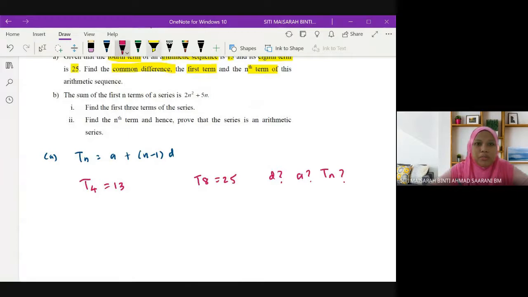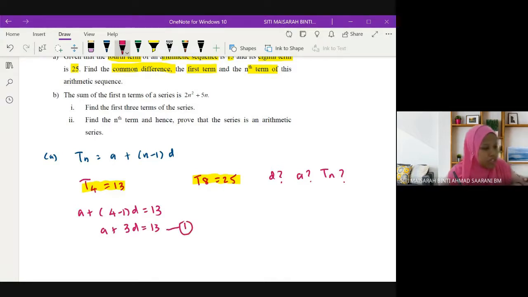So then awak ada dua maklumat kat sini. So boleh guna yang Tn ni. So then kita dapat two equation. The first equation, sub with n equals 4. So then you get A plus 4 minus 1 multiplied D equals to 13. So this is A plus 3D equals to 13. This is your first equation. And then n equals 8 pula kita akan dapat second equation. So we start with n equals to 8, then A plus 8 minus 1 multiplied by D equals to 25. So then we get A plus 7D equals to 25. So this is your second equation.